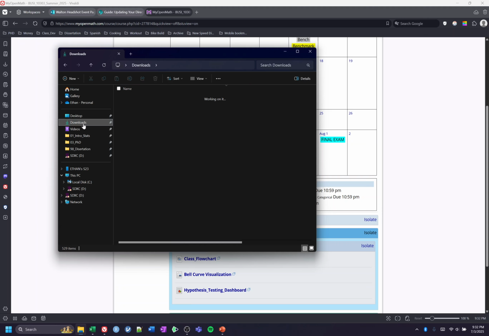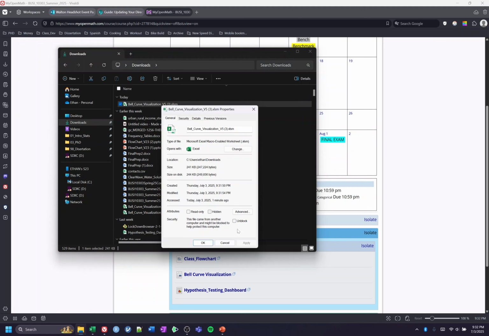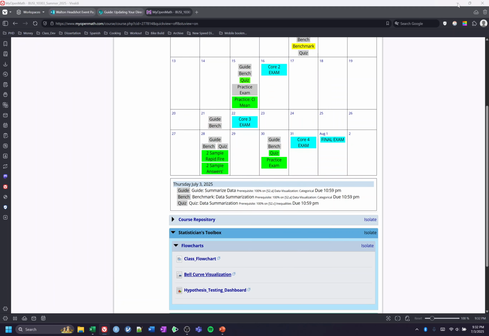Okay, in my downloads with the bell curve visualization, you do a two-finger or right click, go down to properties, and here you'll want to click unblock, apply, and OK. That will make it so that you can actually use the Excel sheet as it's supposed to be used. But let's go first to our flowchart.